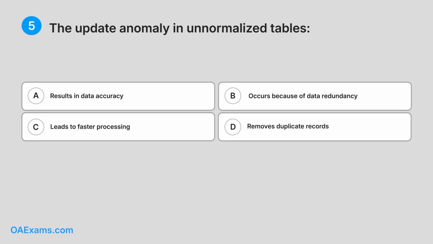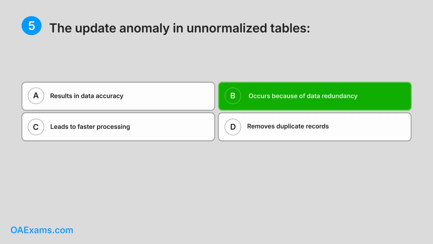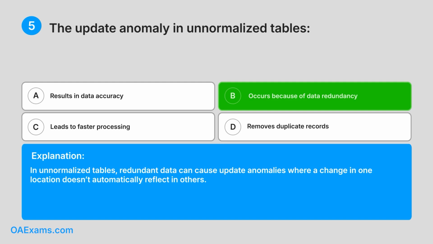5. The update anomaly in unnormalized tables: A. Results in data accuracy. B. Occurs because of data redundancy. C. Leads to faster processing. D. Removes duplicate records. Can you guess the answer? Correct answer: B. Occurs because of data redundancy. Explanation: In unnormalized tables, redundant data can cause update anomalies, where a change in one location doesn't automatically reflect in others.